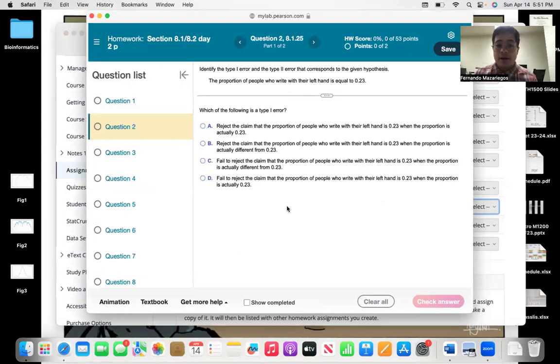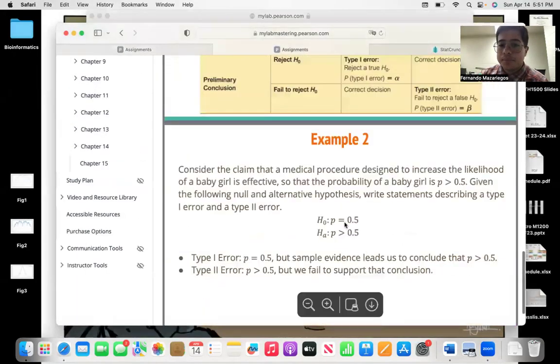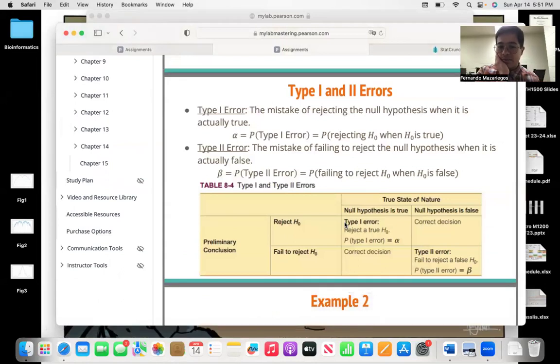Identify the type 1 error and the type 2 error that corresponds to the given hypothesis. So remember, that means, what are these? Let me just explain it briefly. A type 1 error is the mistake of rejecting the null hypothesis when it is true. And type 2 error is the mistake of failing to reject the null hypothesis when it is false. So we are either going to reject or fail to reject the null hypothesis. And the null hypothesis could either be true or false.